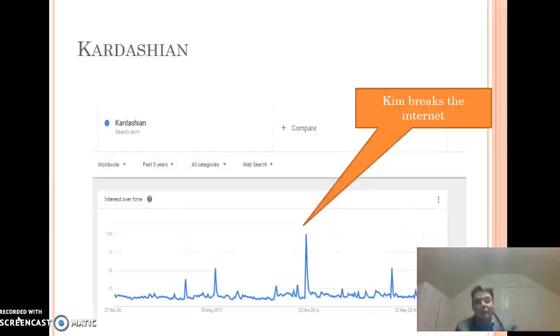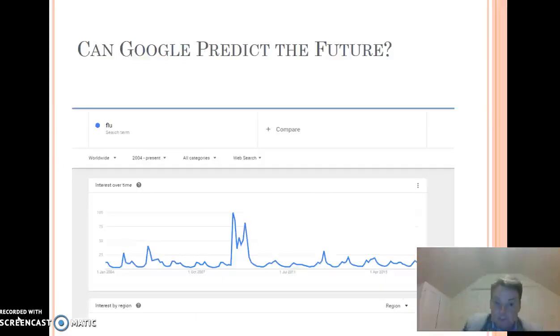So this is the Kardashians. What we see is that some time ago we reached peak Kardashian, back in 2014. People may have forgotten who the Kardashians are by now. This particular spike was when she did a cover for a magazine, and the headline was that Kim breaks the internet. You see this massive spike in interest.